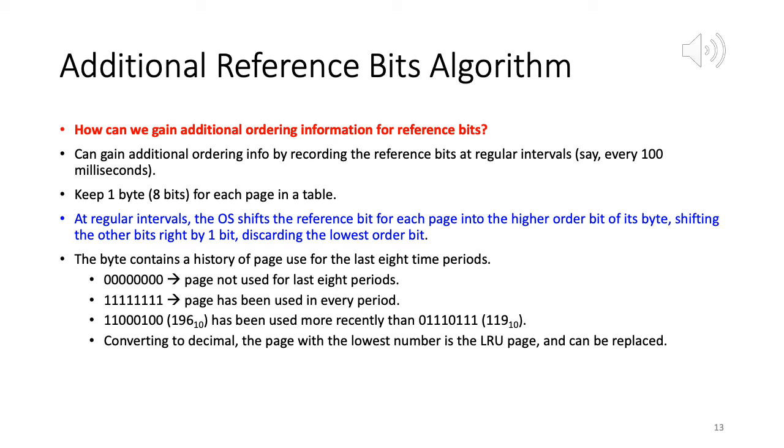So what we do is we have an 8-bit byte for each page, and after every time period we record either a 1 or 0 depending on whether that page has been referenced or not. So it goes in the MSB, the LSB is discarded, and then when we have to choose a page for eviction, we look at the value of these 8 bits for each page, and whichever one has the lowest value, we simply discard that. The page with the lowest number in decimal, we simply discard. So that's the general idea for the additional reference bits algorithm.